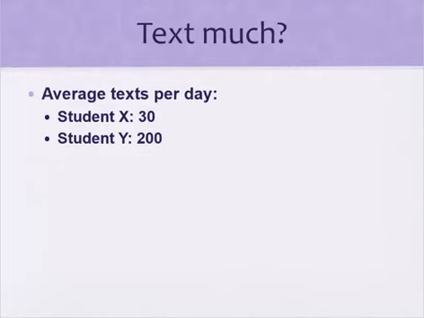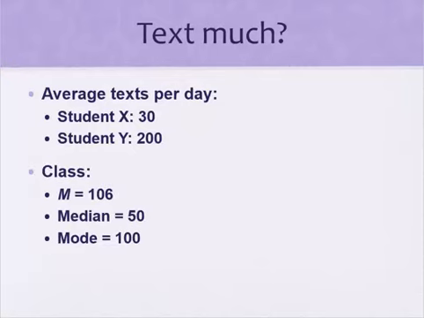So in order to interpret these numbers, what pieces of information might be helpful? Well, one thing that might be helpful is a measure of central tendency, right? Specifically, the mean, the median, or the mode. Let's just go with the mean here, right? So the mean number of texts sent in our class was 106. The remaining measures of central tendency are located there underneath, in terms of the median and the mode.